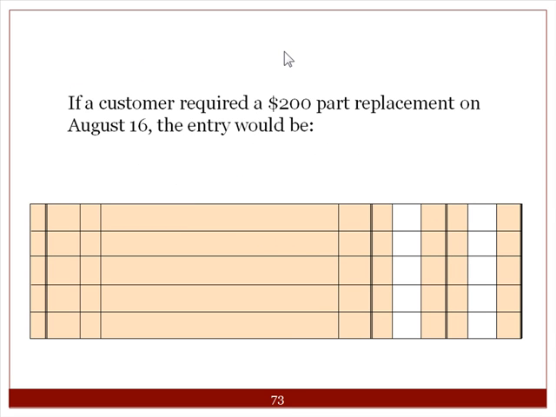If the customer required a $200 part replacement, the entry would be against the warranty payable and supplies. Notice it didn't go into warranty expense at this point because you were estimating it, kind of like we did allowance for doubtful accounts in AR, and then we wrote accounts off through the allowance account. It's the same purpose. Here, you're estimating the expense based on sales, and then when something happens, you take it against the liability.